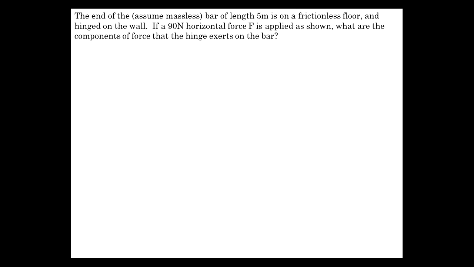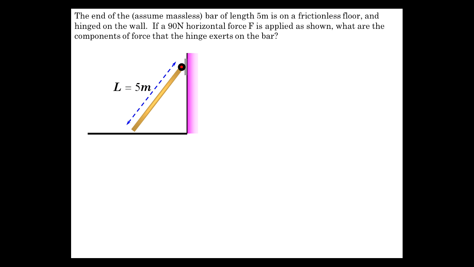In this problem, we have a massless bar that's pivoted on the wall here and is hitting the floor, and everything is frictionless. It's 5 meters in length, 4 meters height, 3 meters across. That's nice, a 3, 4, 5 triangle.